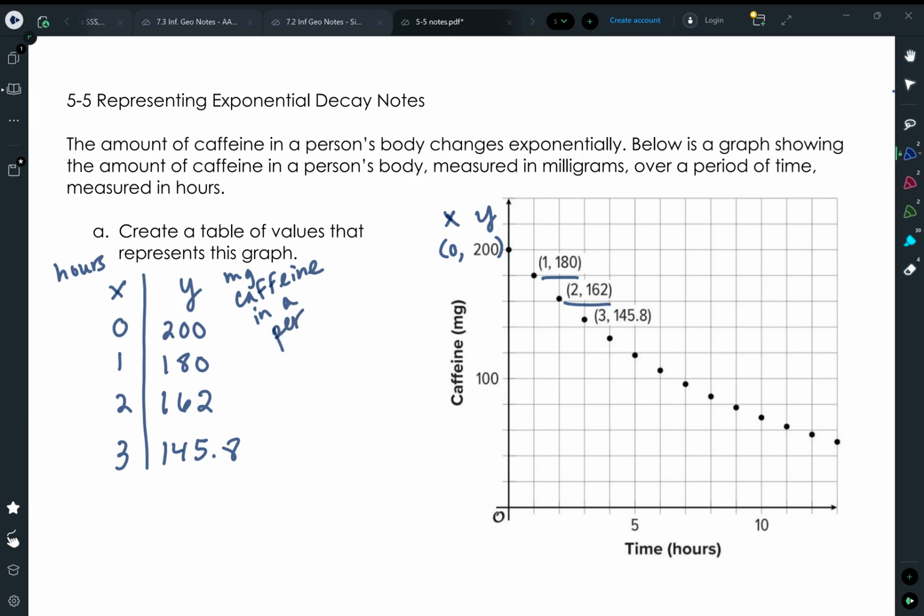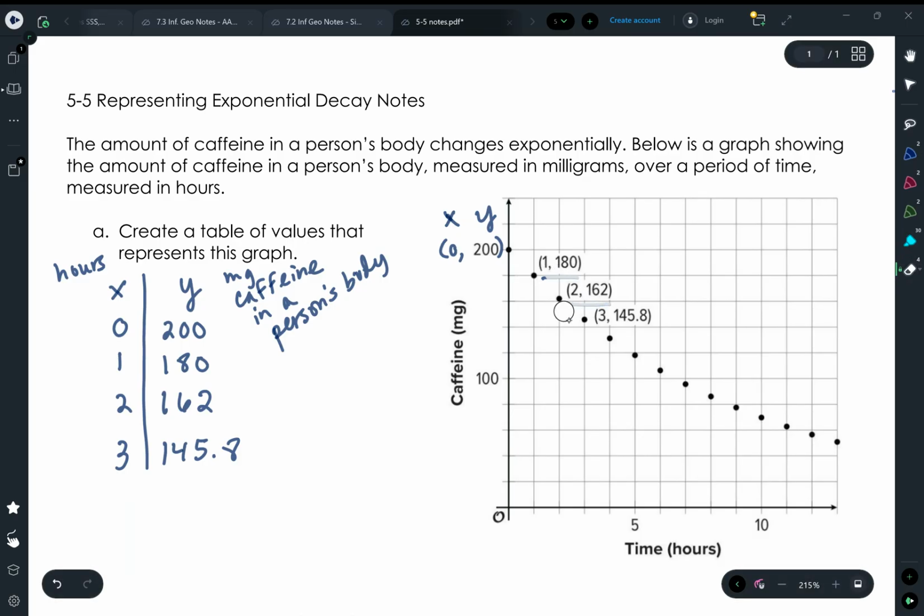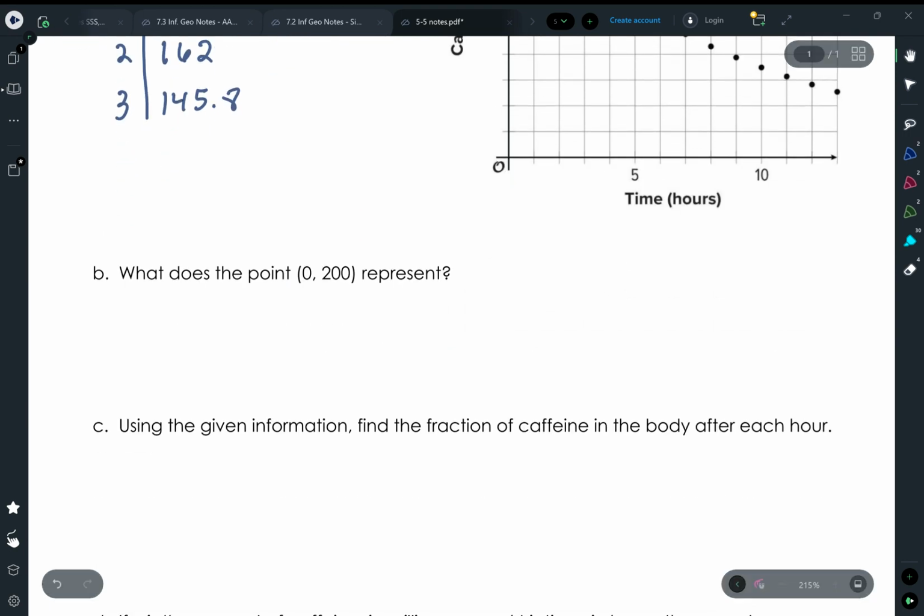So it must be that you drink the coffee, and then you have this exponential decay happening where you're left with a certain percent of caffeine every single hour when they measure it. So that's kind of what's going on here. All right, so 0, 200 then, that means we're going to be looking at a time of 0 hours and 200 milligrams of caffeine. So remember that 0 is always like where we start at.